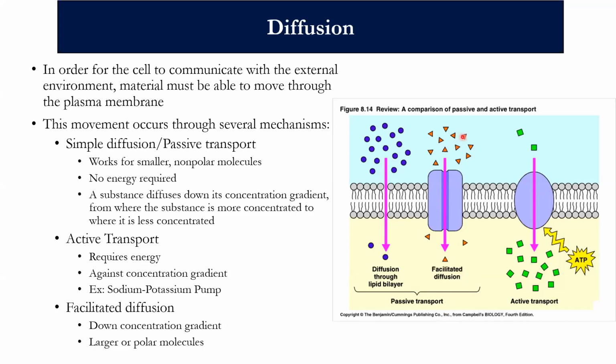This is once again going along its concentration gradient. As you can see, this orange triangle, there's more of this molecule outside of the cell than inside, so it wants to go into the cell. However, it typically will still use a transporter receptor, because this molecule will usually either be bulky or large, or it'll be polar, so it's going to be difficult to pass the lipid bilayer. So it's going to go down its concentration gradient, but this is for larger or polar molecules.